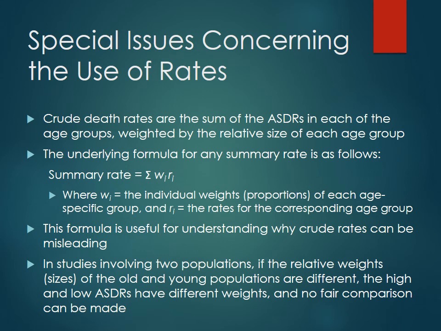The formula is useful for understanding why crude rates can be misleading, because obviously if you're skewing one way versus the other, it's hard to make comparisons between those two populations. The relative weights, or the sizes of the old and the young populations, are different, and the high and the low ASDRs have different weights. No fair comparison really can be made here. So this is why we standardize these, to make them a little bit easier to look at.